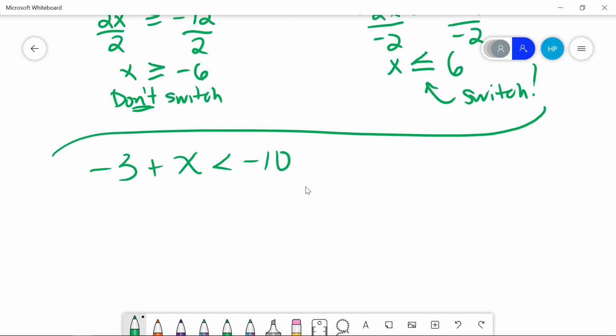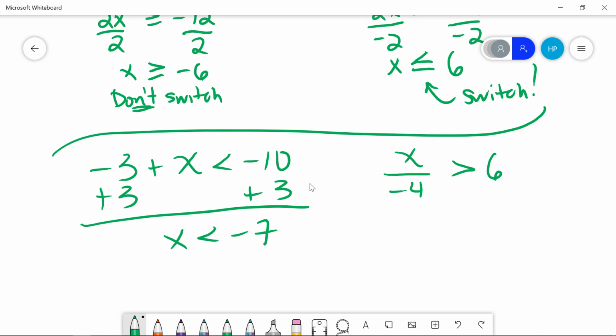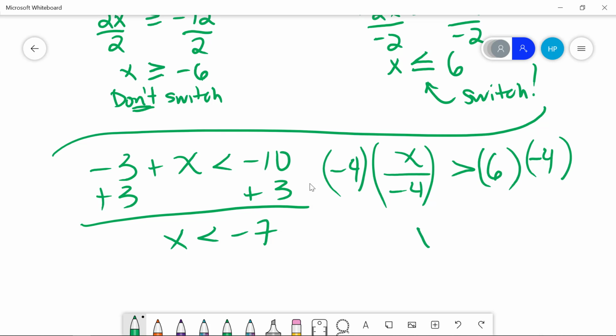Here there are lots of negatives going on, but we're not going to switch because we're not going to multiply or divide by a negative. Here to solve, I'm going to multiply both sides by -4. And since I'm multiplying both sides by a negative number there, -4, I am going to switch the inequality sign.